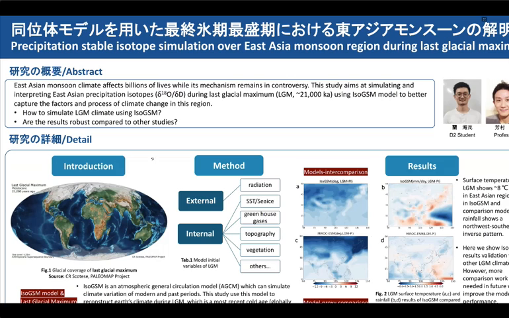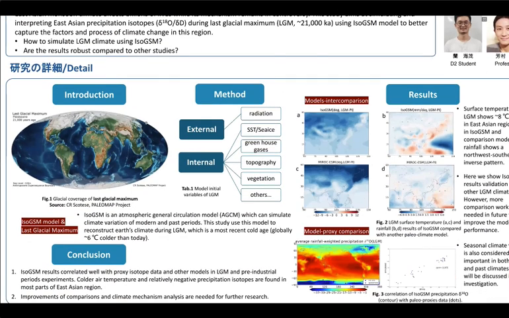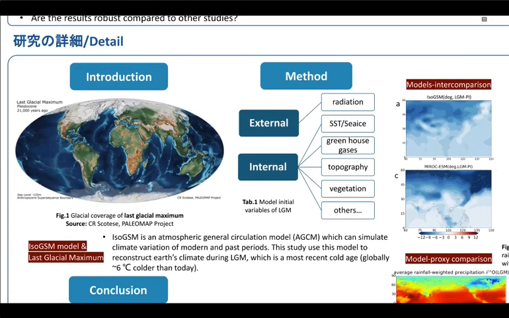So first, I'm gonna introduce why we study LGM here. As you can see in the picture, LGM is a cold age. You can see the ice coverage in North America, Europe, and North Asia here. And LGM is the most recent cold age. The global temperature is 6 degrees colder than today. So investigating LGM climate will help us to understand the East Asian monsoon climate change here.